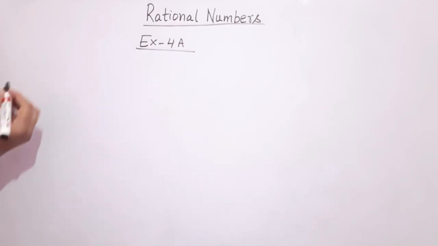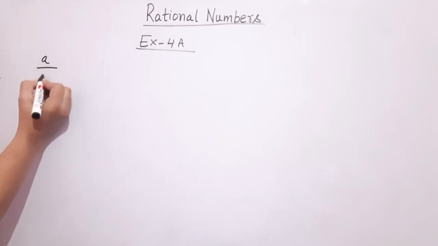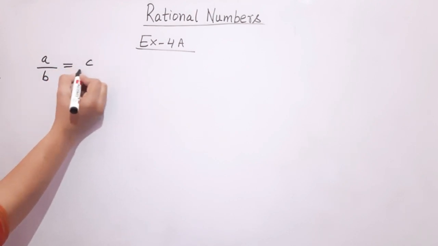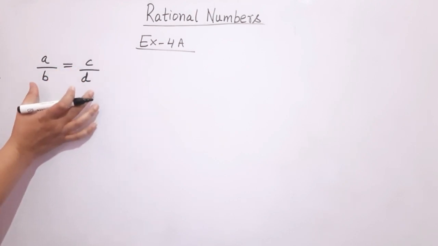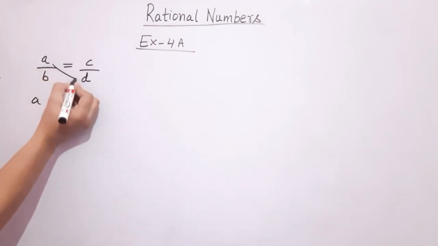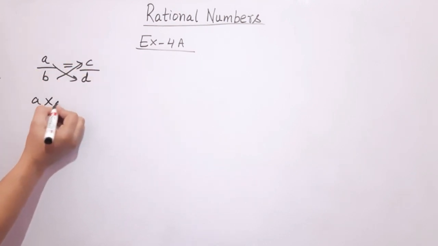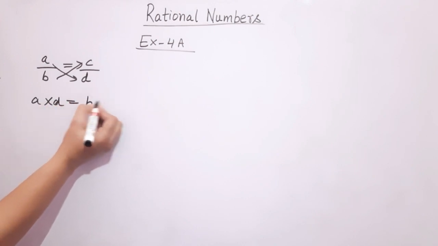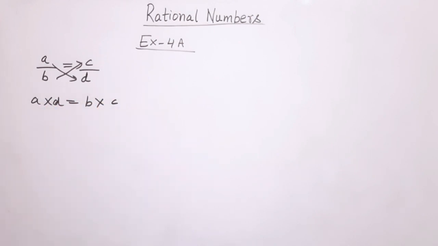तो मैं एक बार फिर से एक्सप्लेन कर देती हूँ. If two rational numbers a upon b is equal to c upon d, that means these two rational numbers are equivalent, then the cross multiplication of these rational numbers will be equal. a multiplied by d will be equal to b multiplied by c.